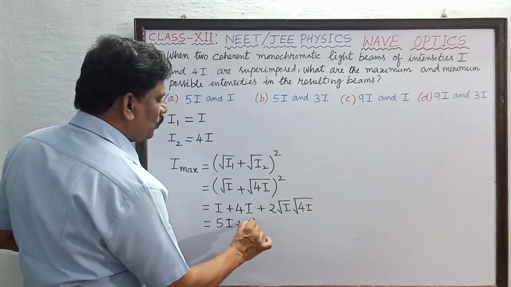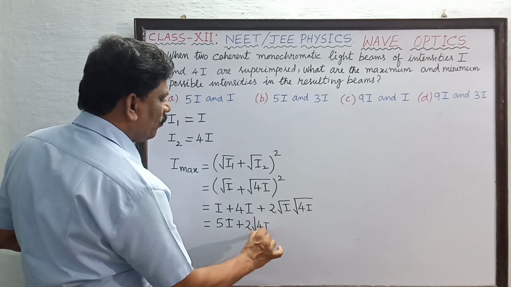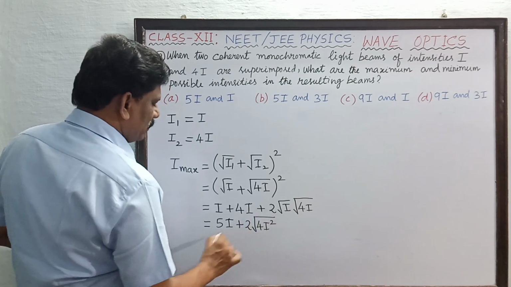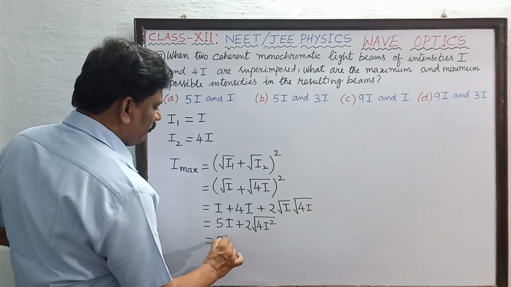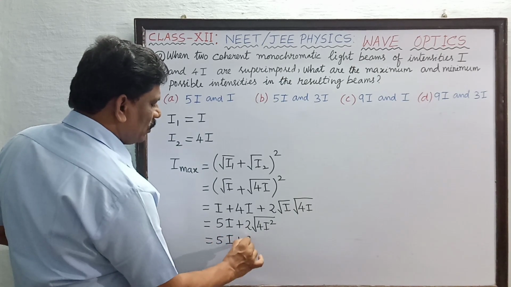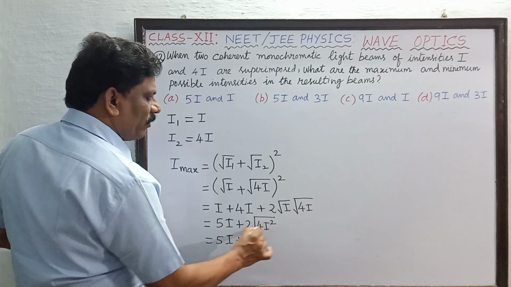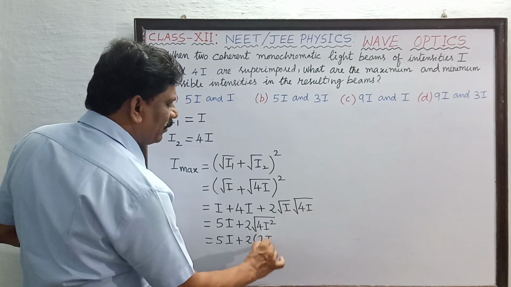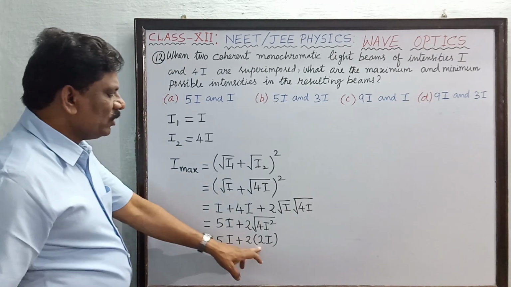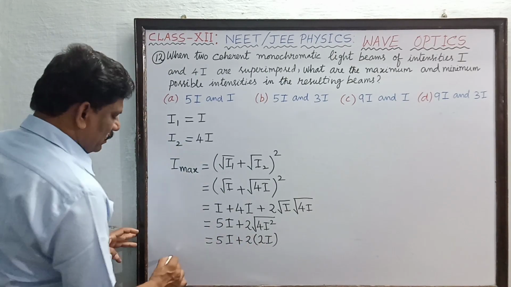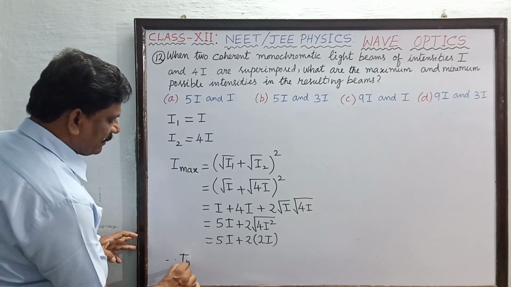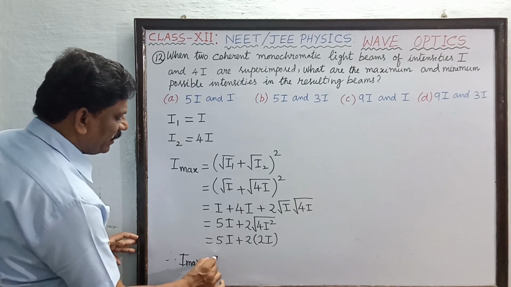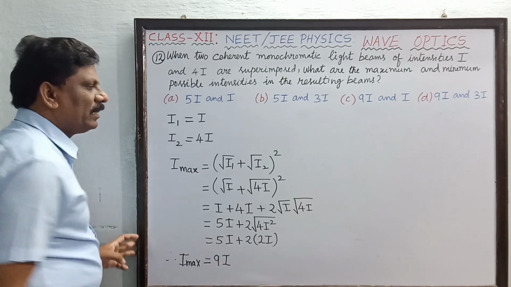So this is 2 into square root of 4I square. So this is now equal to 5I plus 2 into square root of 4I square. If you take the root, it will become 2I. So 2 into 2I will become 4I. Therefore I maximum is equal to 9I.